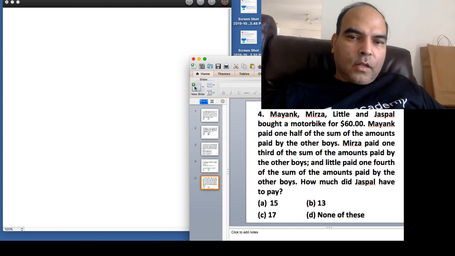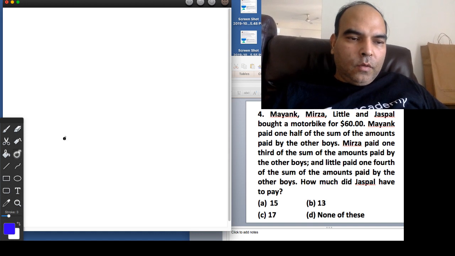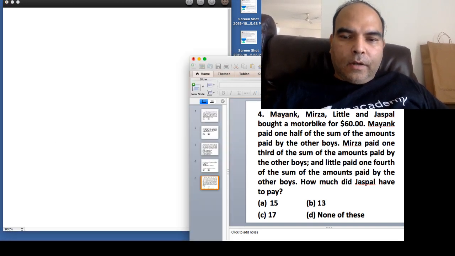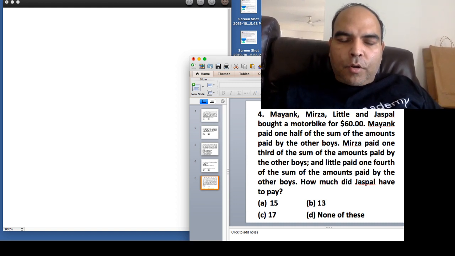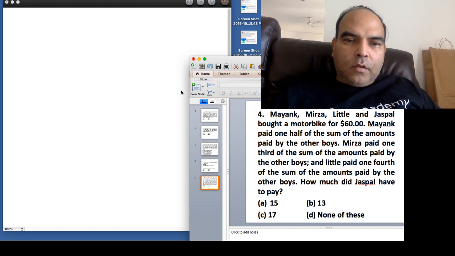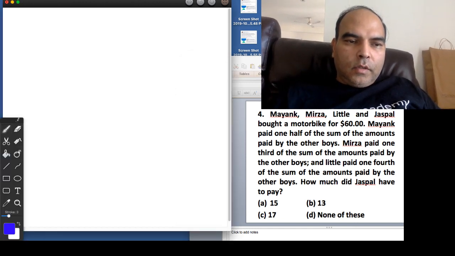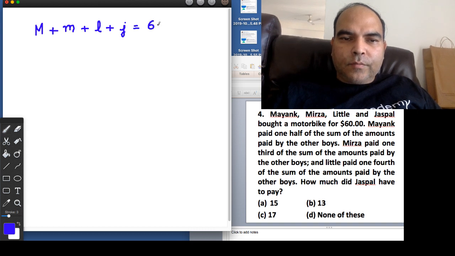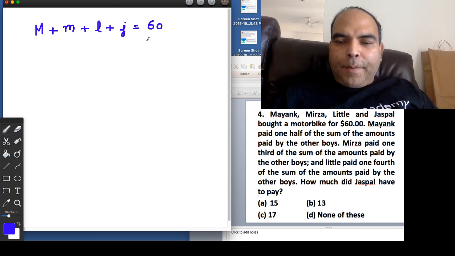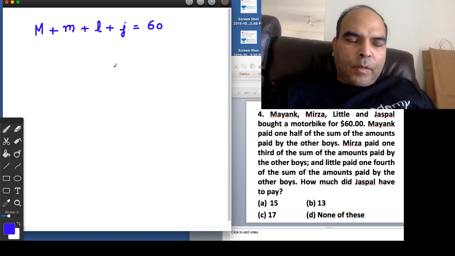The first one is the one you see here now. This question says, Mayank, Mirza, Little and Jaspal bought a motorbike for $60. So the reaction to that is that Mayank plus Mirza plus Little plus Jaspal bought a motorbike for $60. Mayank paid one half of the sum of the amounts paid by the other boys.